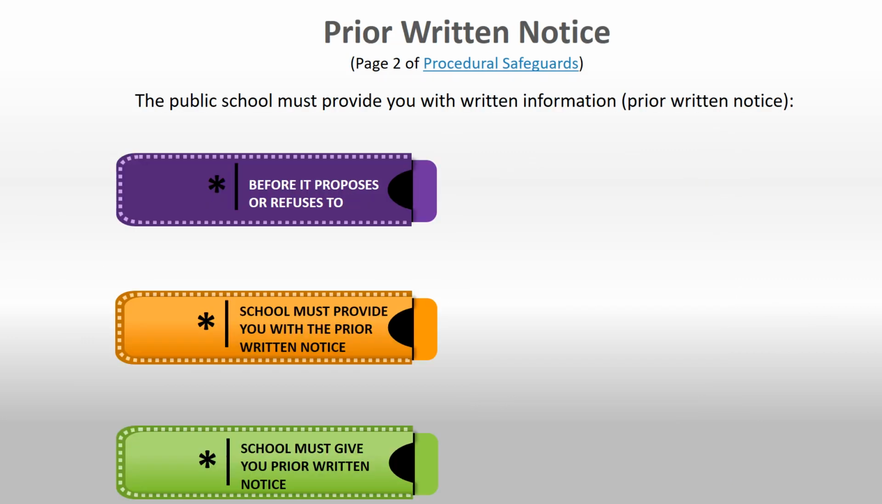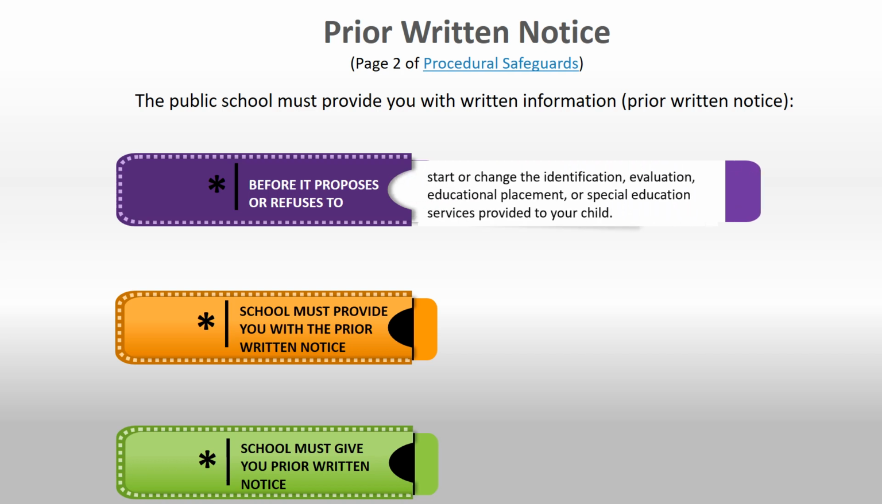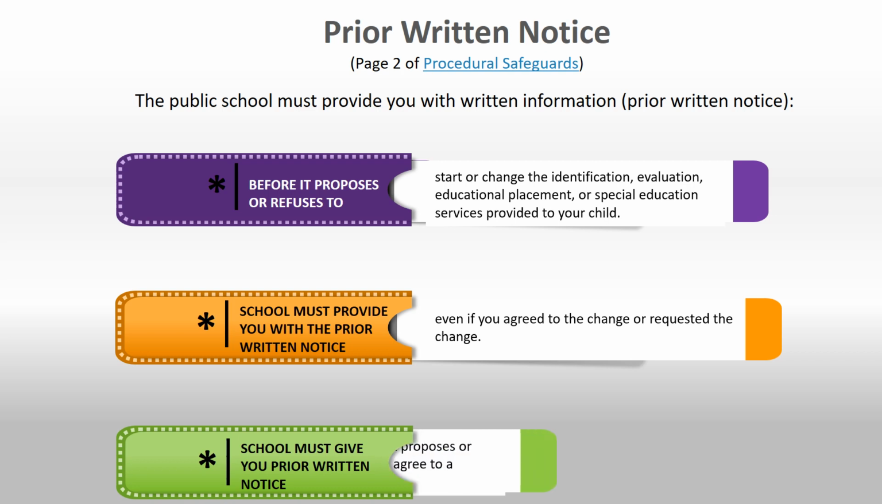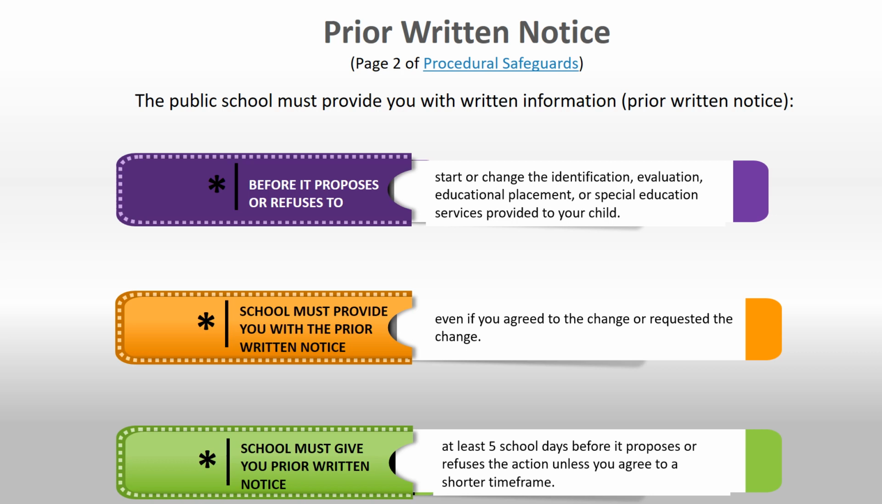Prior written notice, page 2 of Procedural Safeguards. The public school must provide you with written information, prior written notice, before it proposes or refuses to start or change the identification, evaluation, educational placement, or special education services provided to your child. The school must provide you with the prior written notice even if you agree to the change or requested the change. The school must give you prior written notice at least 5 school days before it proposes or refuses the action unless you agree to a shorter time frame.